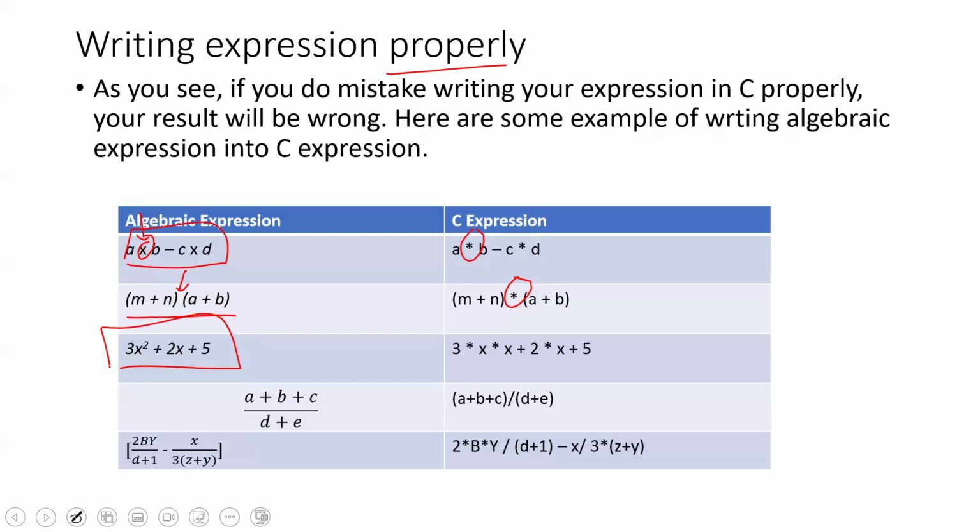3x square plus 2x plus 5. How do you write this in C? 3x square is x times x. Twice x is 2 times x, plus 5.